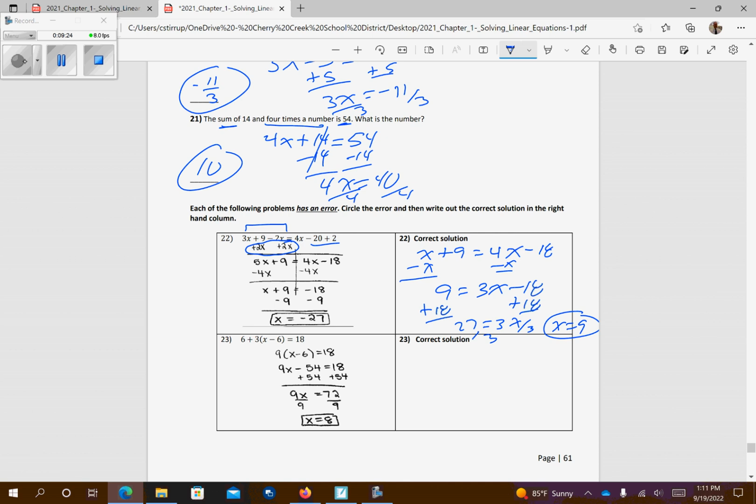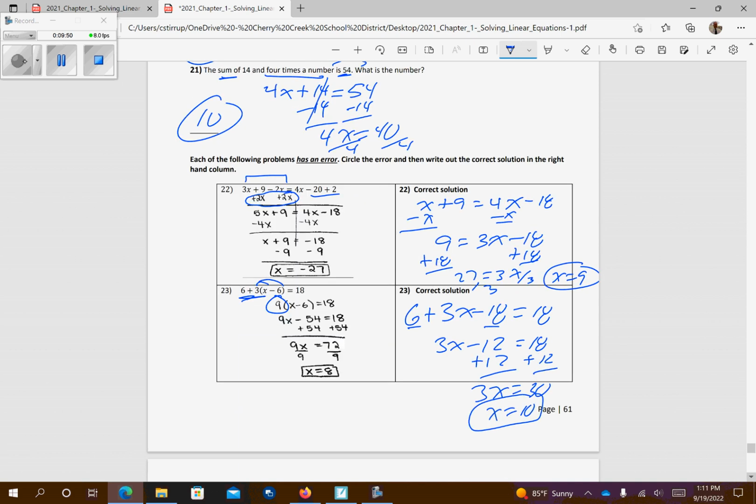Let's see. Oh, there's our mistake right there. You can't add those. So you go 6, and we're going to distribute 3 over the parentheses. 3x minus 18 equals 18. Combine those. They're on the same side. They're like terms. Add 12. 3x is equal to 30. So x equals 10. And I believe that's it.